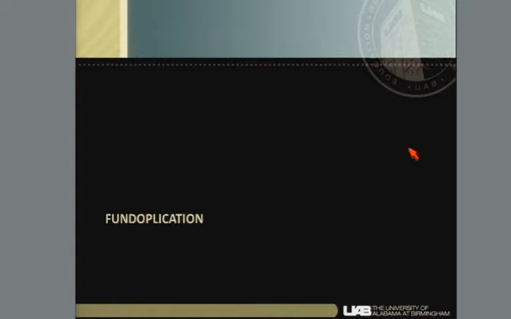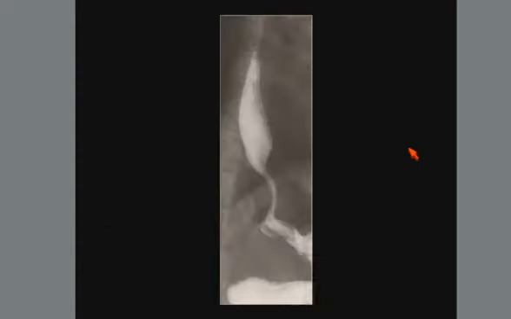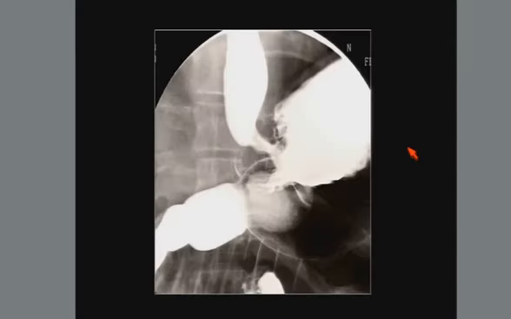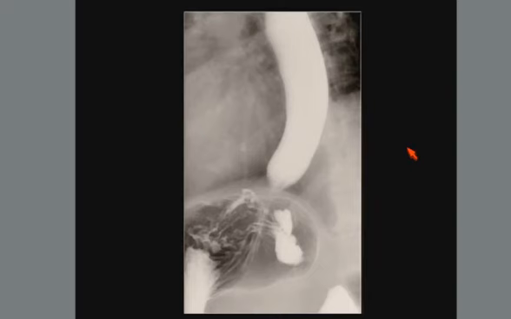So let's talk a little bit about reflux procedures, as they are incredibly common. This is a normal Nissen fundoplication, which is a complete 360-degree wrap. It should extend for about 3 to 4 centimeters around the gastroesophageal junction and be seated below the hemidiaphragm. Here's a normal Nissen as well, and you can see the fundoplication filling defect here in the fundus of the stomach. And again, it should extend for about 3 to 4 centimeters and be positioned below the diaphragm.